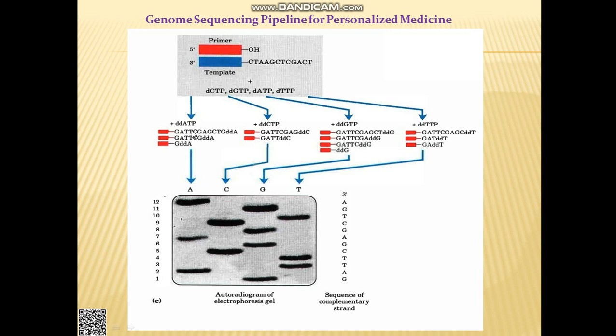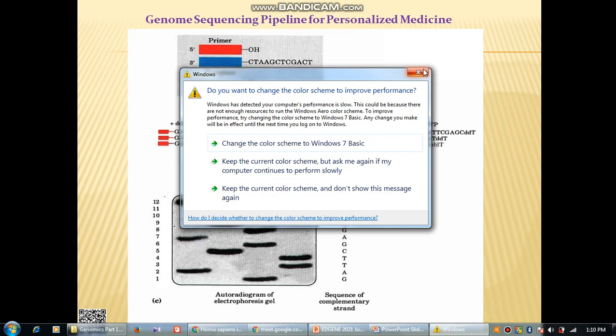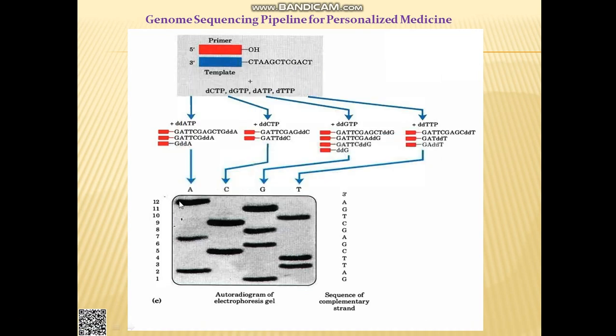So every time you are having smaller and smaller segments. So these are the smaller segments. Likewise, in each and every tube, different DNA segments will be there, and on the basis of these DNA segments you can identify the sequence. See here, as I have said, in electrophoresis the largest DNA is present on the top. So this is the largest DNA.